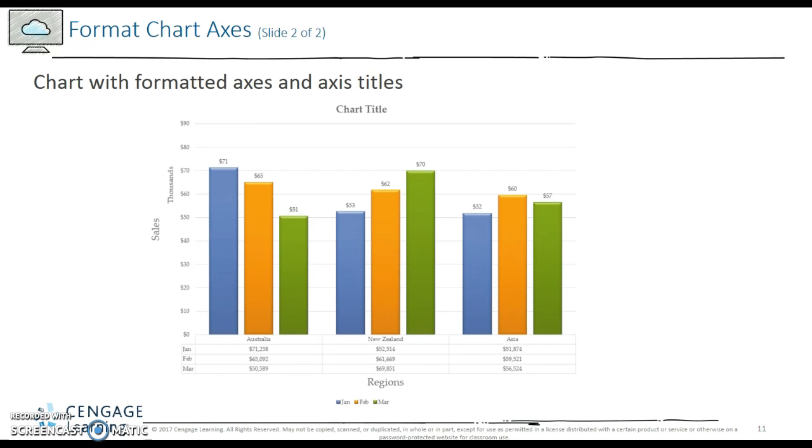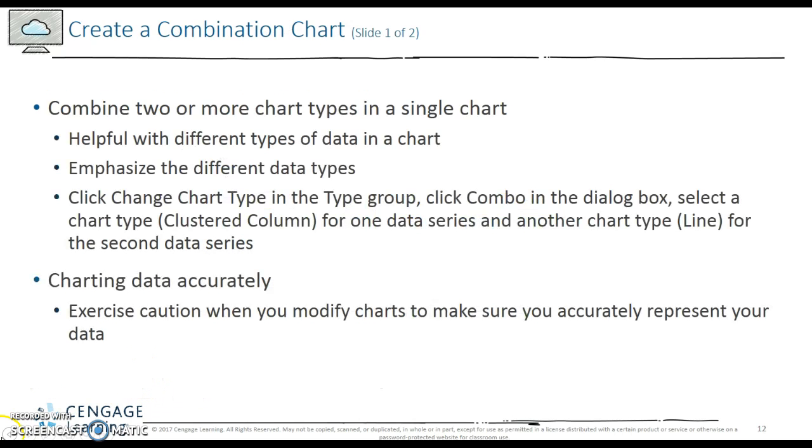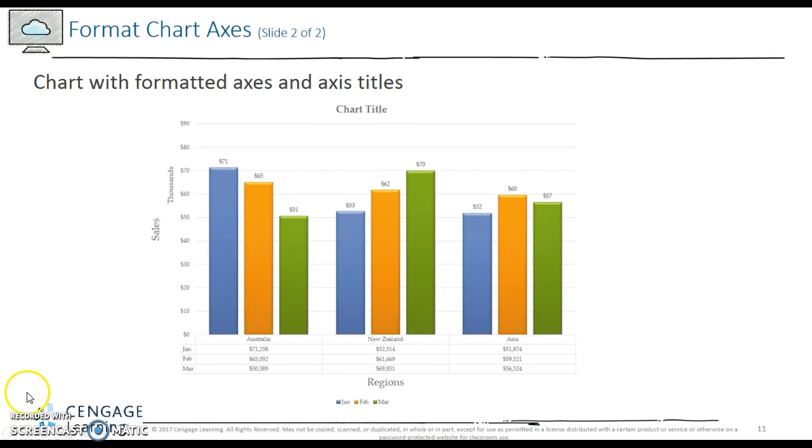So here's an example of a chart that's formatted with the X and Y axis. The X and Y axis is the entire plotted area. The X axis, of course, has the categories here, and then the Y axis has the values in it. So you can get a good idea of what I mean by that.